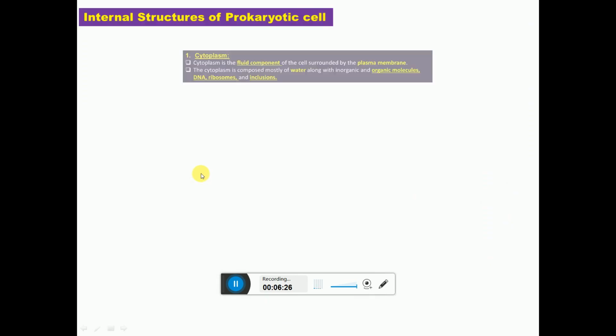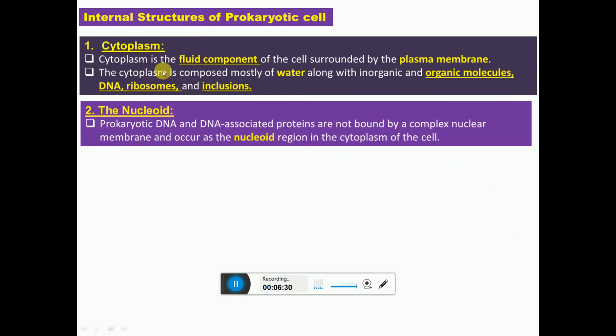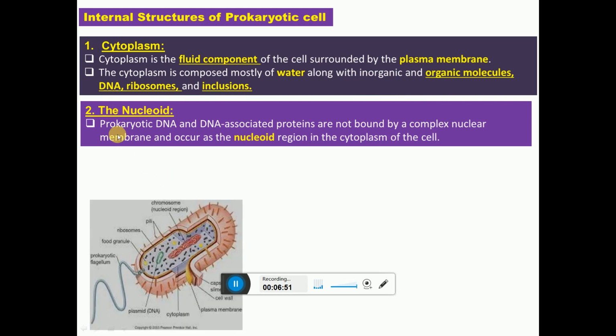We are moving to the internal structure of the prokaryotic cell, that is the cytoplasm. Cytoplasm is the fluid part of the cell surrounded by the plasma membrane. The cytoplasm is composed mostly of water along with organic molecules, DNA, ribosomes and inclusions. The nucleoid is the part containing the prokaryotic DNA, called the nucleoid.